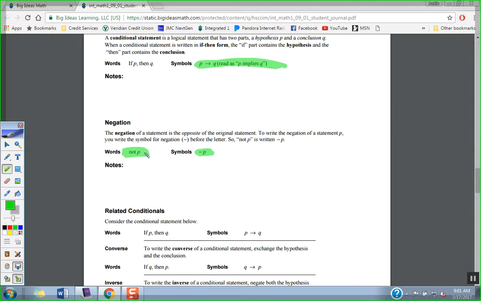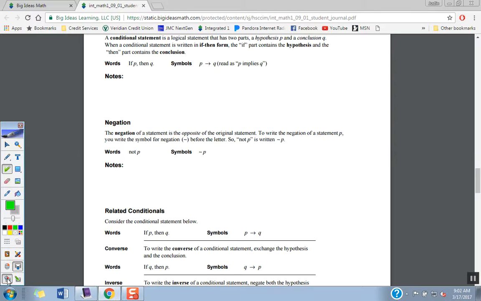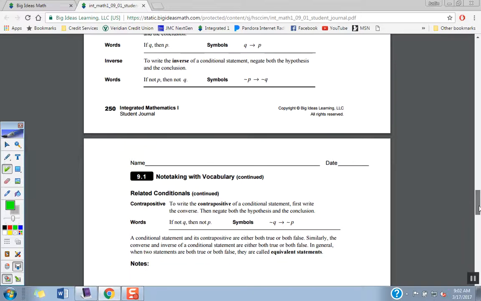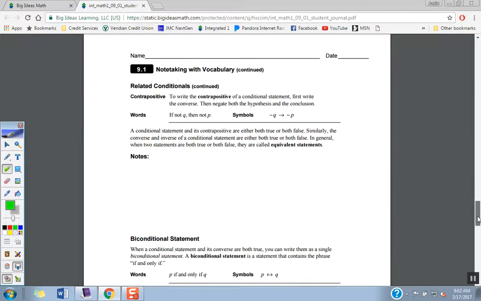All right. Okay, so let's look at some related conditionals. If P, then Q. The converse is given to you down here. You take Q and P and switch it around. Everything you need to know about converse, contrapositive, inverse, it'll all be right down here. We've already talked about those. We wrote those down.